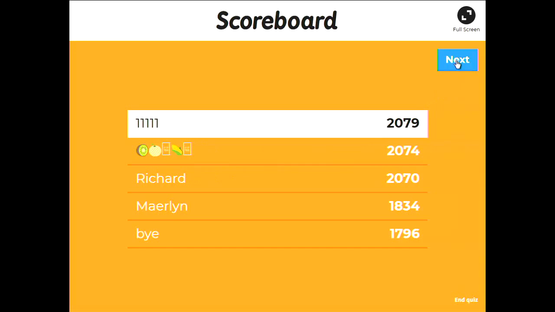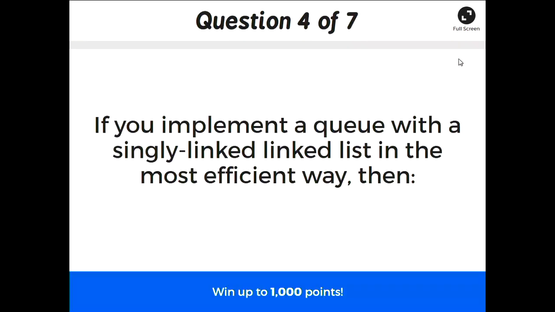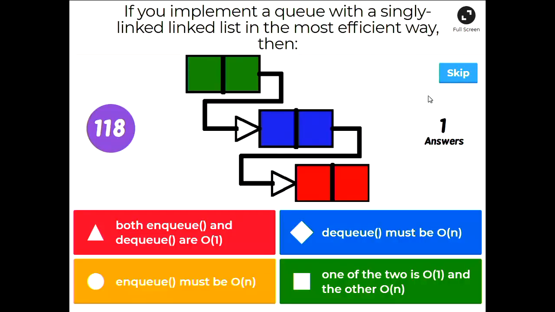Still nothing is lost. There will be 7 questions in total, and they won't get easier. This one is a very tricky question. Don't answer too quickly. You want to implement a queue with a singly linked list, and you want to do it in the most efficient way. What is the best you can do? It's also a difficult question because we haven't talked about this.